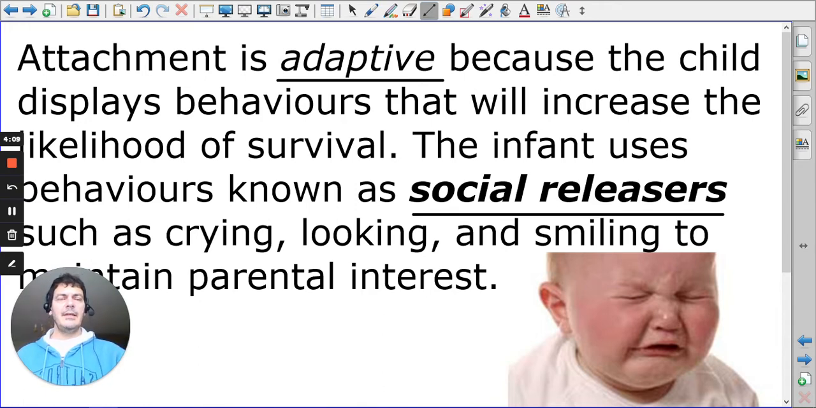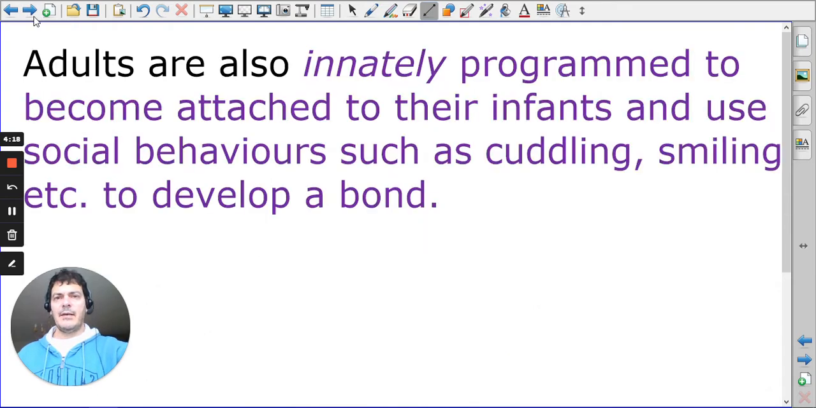Okay, so this is the prelude to Bowlby's understanding of attachment. He believes that it's part of our innate ability to survive. Now, the key is that it's not just the babies that are innately programmed to do those things that they need in order to survive. We see that adults also are innately programmed.